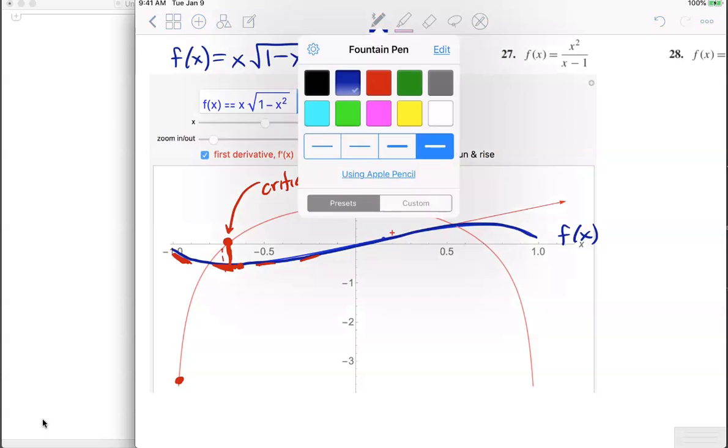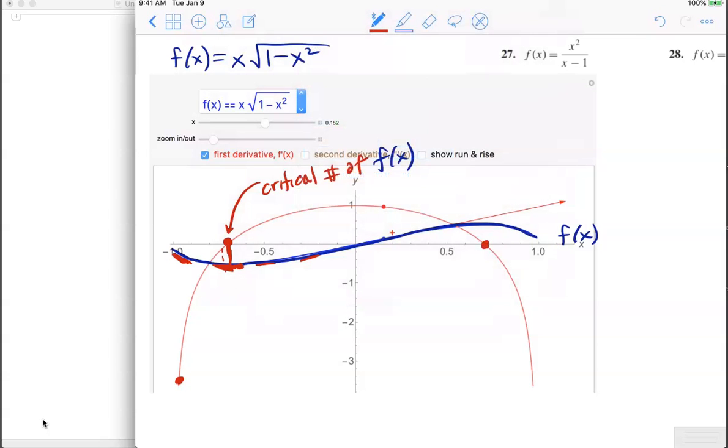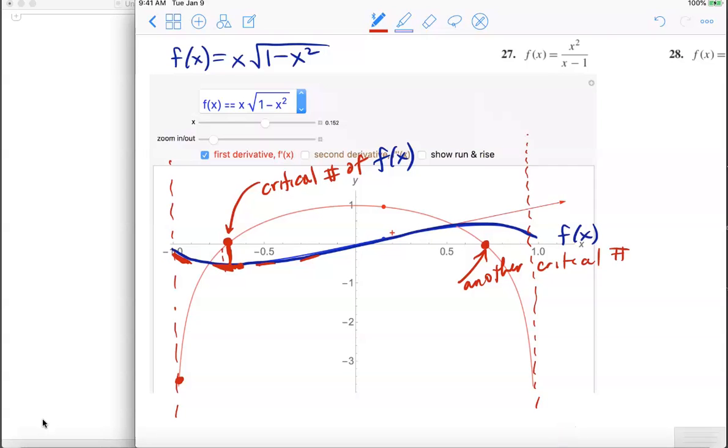Okay, and it looks like, according to the graph of the derivative, that there is another critical point, another critical number. Okay, so let's go ahead and do the math behind finding these two critical numbers. And I'm not sure if you can see it, but it also looks like this derivative function is going to be trapped between some values. So it looks like we have some vertical asymptotes. So let's see what happens here with f prime of x.